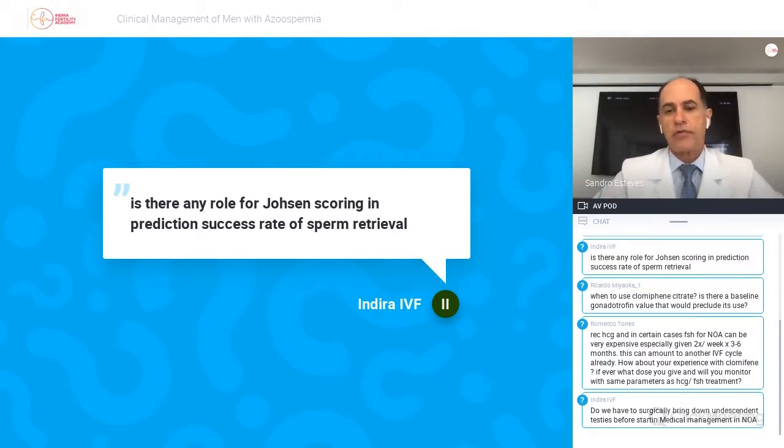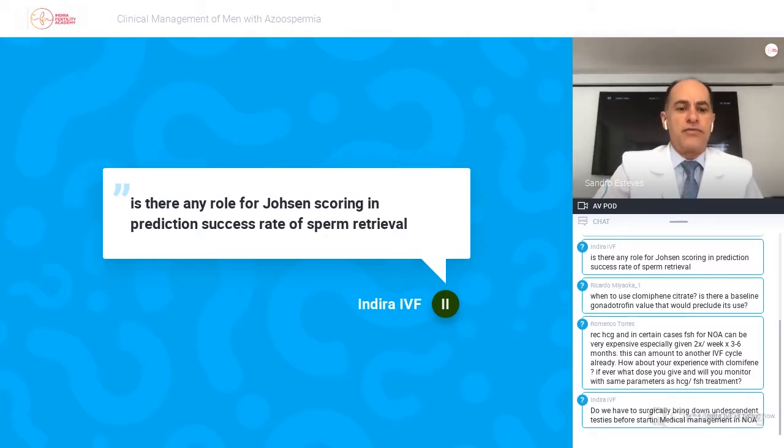So is there any role for Johnsen scoring in predicting the success rate of sperm retrieval? Well, Johnsen scoring is an old scoring concerning the histopathology report. You can use that because when you have a more advanced score, it's more likely to have more advanced spermatogenesis. This is okay. But I prefer a simplified scoring in which the pathologist will provide the results in terms of the predominant and the most advanced histopathology phenotype.